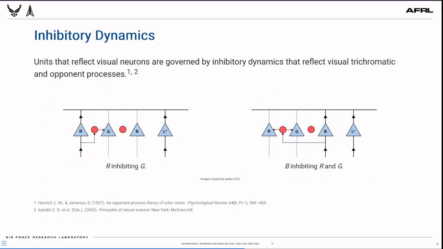A particularly important part of our model was embedding inhibitory dynamics into the Libra architecture, specifically within the units that represent the colors red, green, blue, and also luminance. We used inhibitory gating, basically what you see here, where red cells are inhibiting green, and blue cells are inhibiting red and green.